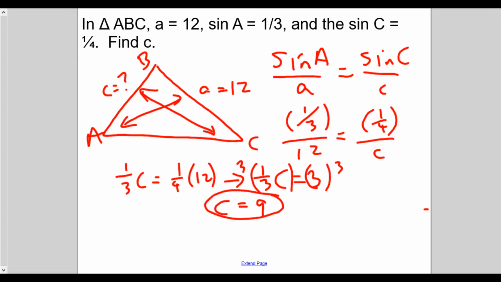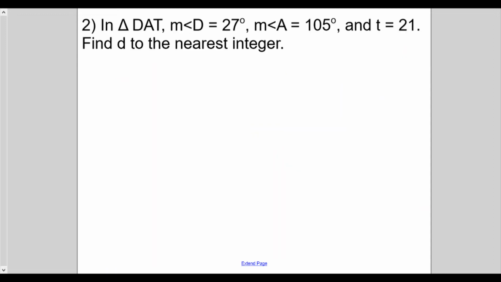Our next problem is in triangle DAT. Here we have angle measures. I'm going to try to draw this a little more to scale, if you will, as best I can with my finger. So here we have our triangle DAT. Angle A is 105, which is an obtuse angle, so I'll make this angle A. Then angle D is 27 degrees, and this must be angle T.